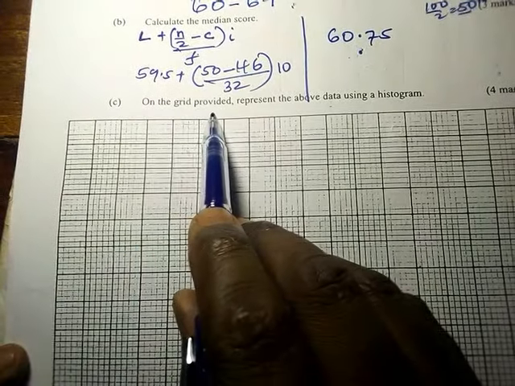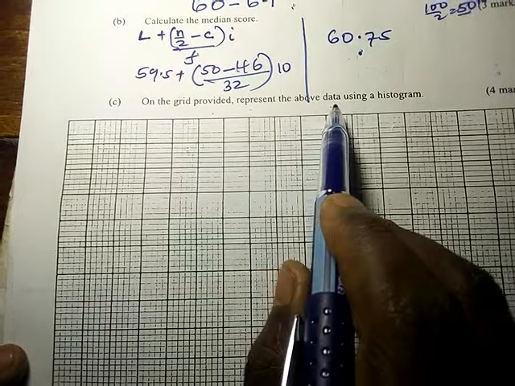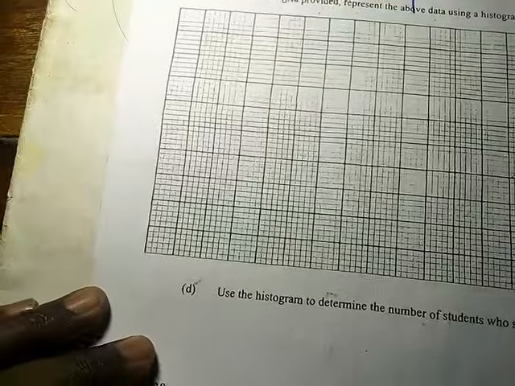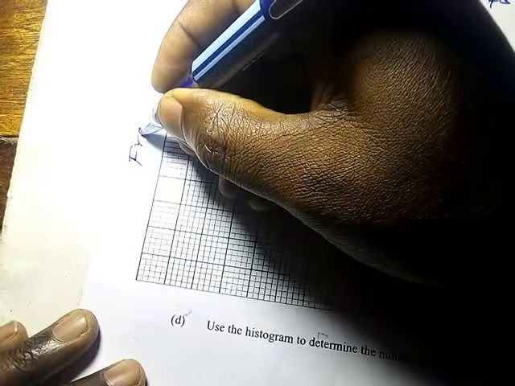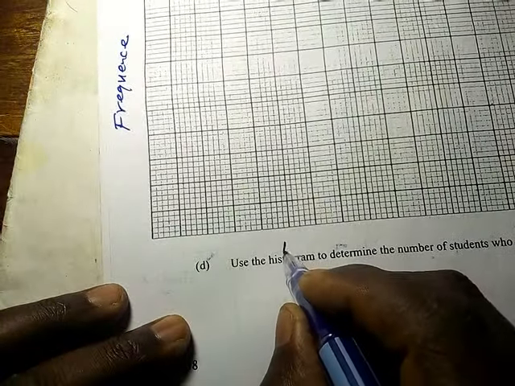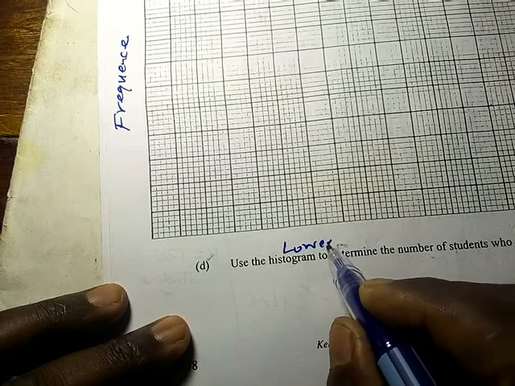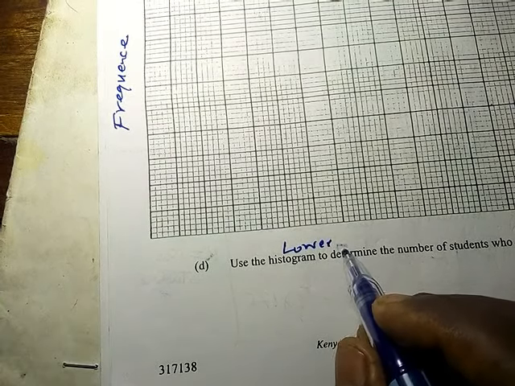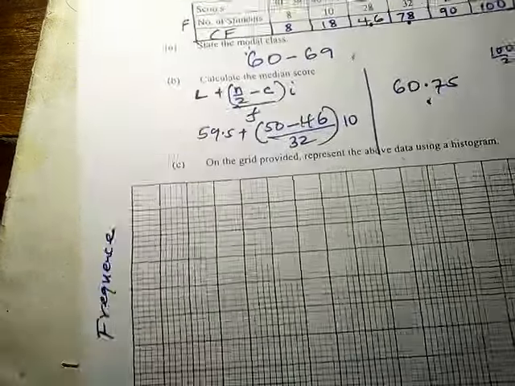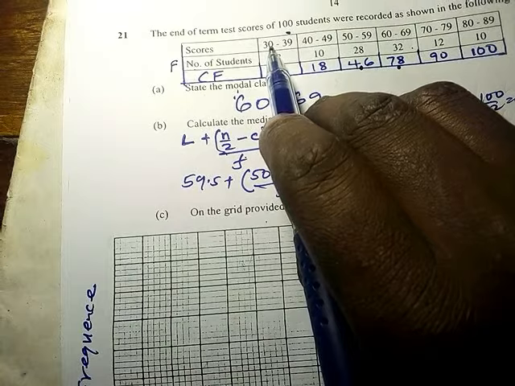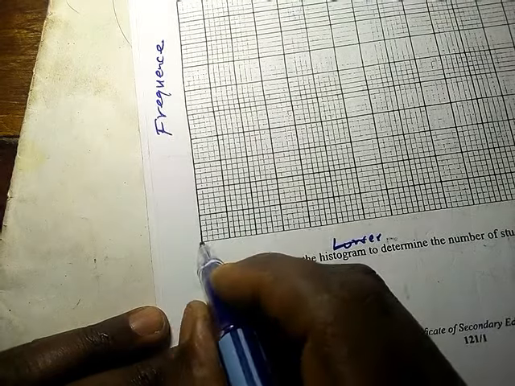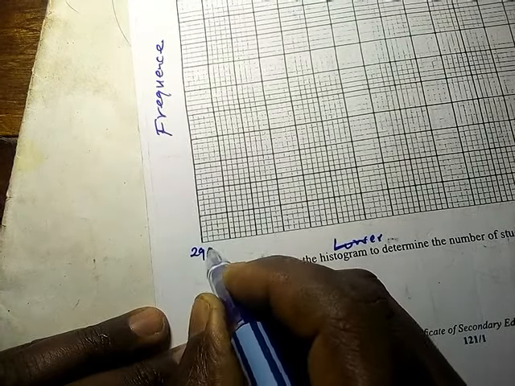On the grid provided, represent the above data using a histogram. Histogram, huwa inachorwa frequency against lower limit. You start with a lower limit. So for example here, we have 30 to 39. The lower limit here is 29.5. So we are going to start here with 29.5.